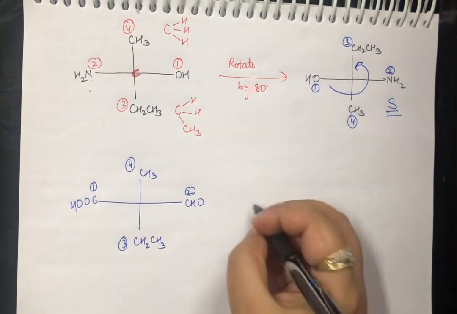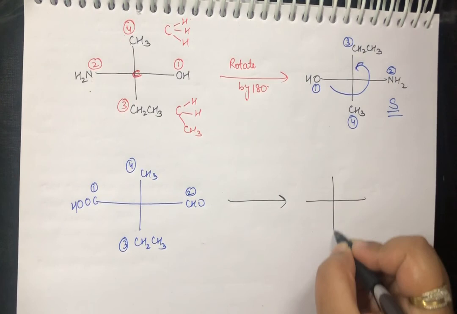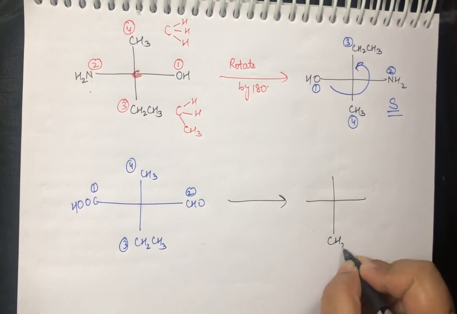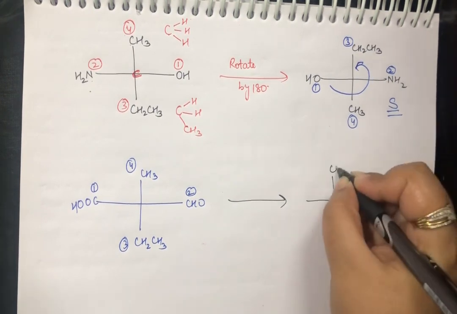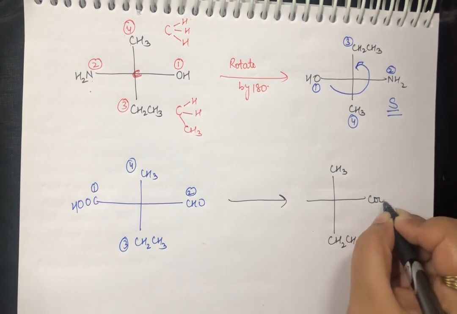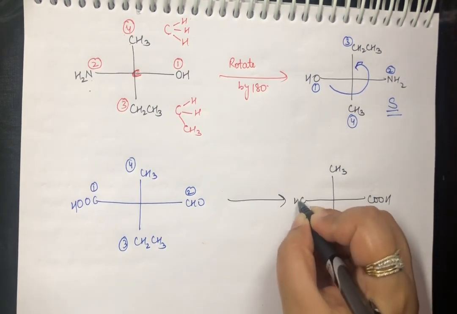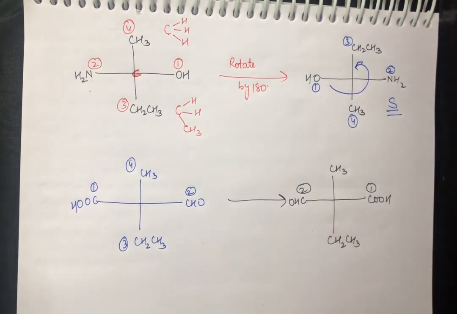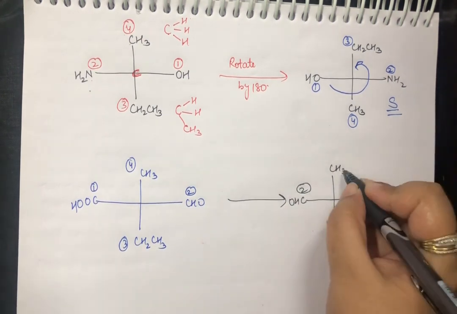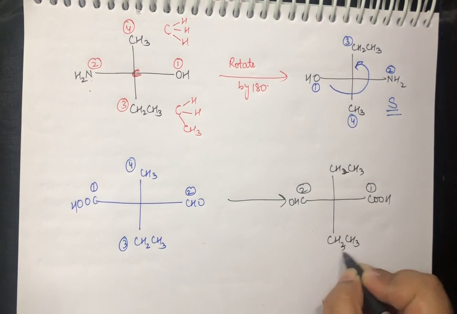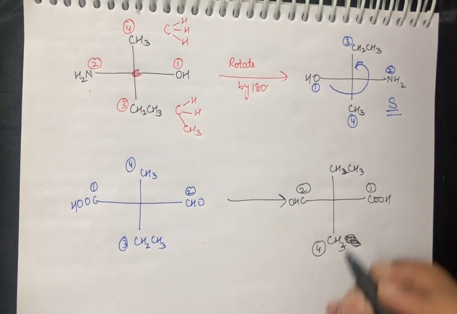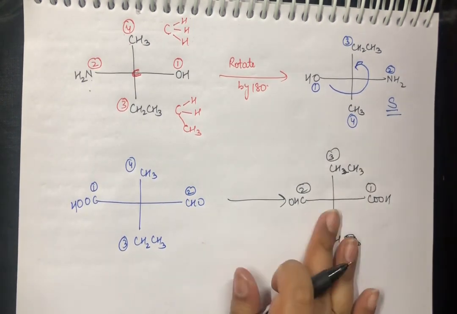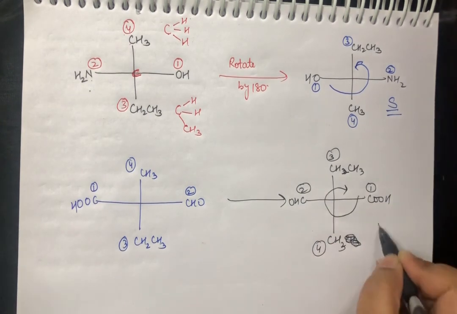Now again, my fourth position is at the top. So what will I do? I will switch it by 180 degree. This will be ethyl here and this will be methyl. This will be COOH and this will be CHO. So this was your first position. Second, I'm sorry, I just mixed it again. And this is fourth. So your fourth is at the bottom. So 1, 2 and 3, and this becomes R.